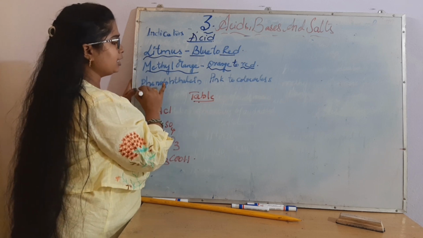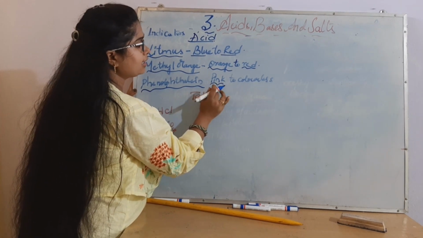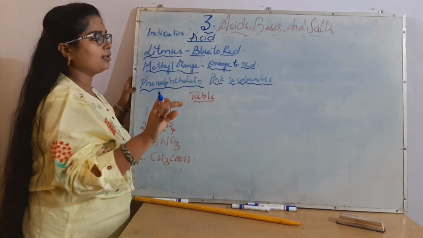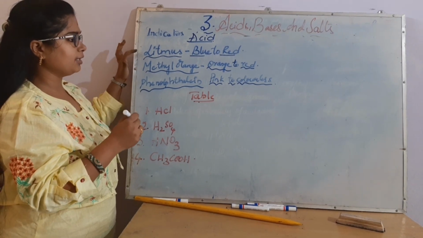And phenolphthalein solution. In this, what happens? It will be pink, and it will turn colorless. No color will appear in the acid in the case of phenolphthalein solution.